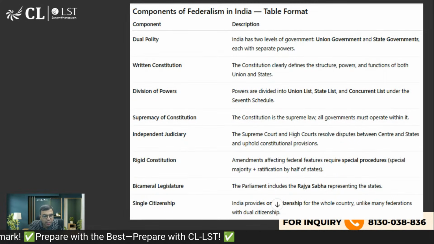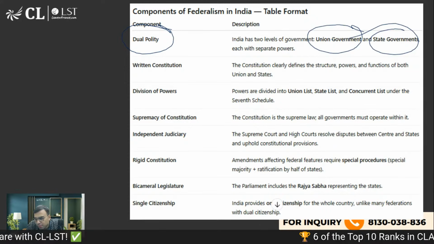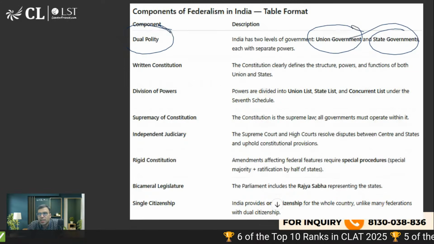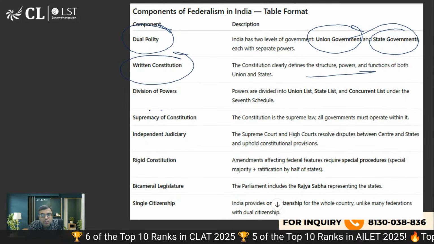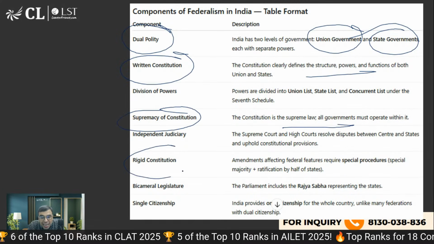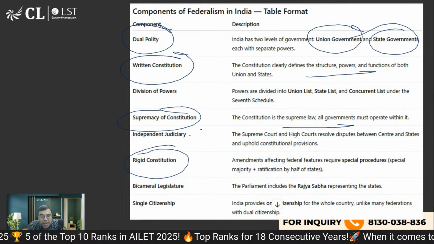Dual polity, है ना? The first thing is dual polity, which means we have two governments, union and the state. Although now we are having a third tier of government also, but currently we are talking about federalism. A written and supreme constitution should be there, and rigid, so that it should not be very easily changed by the center or by the parliament. And independent judiciary, very important.